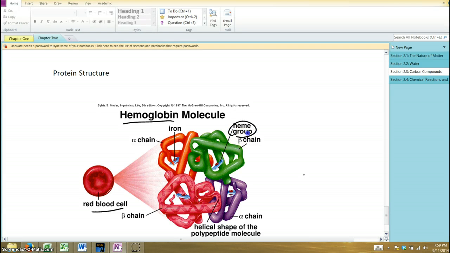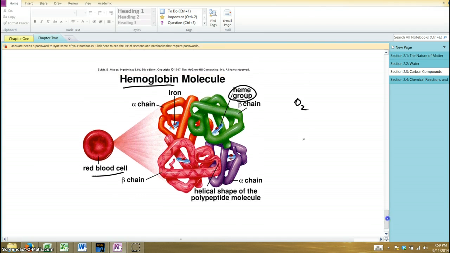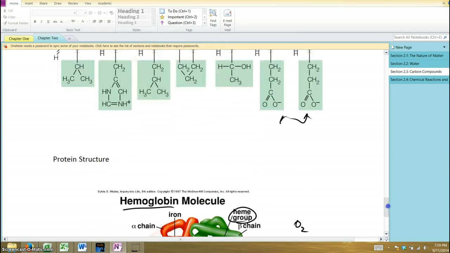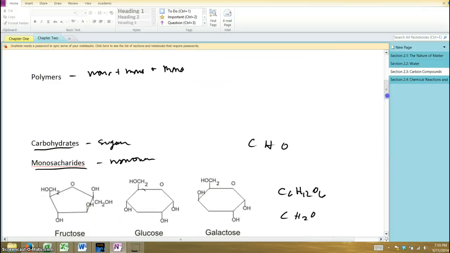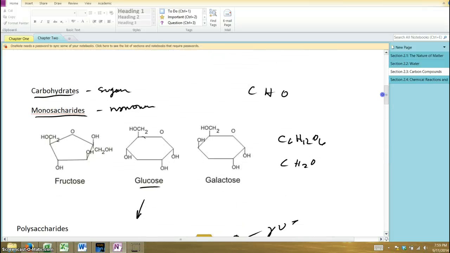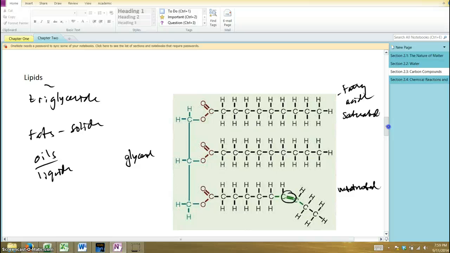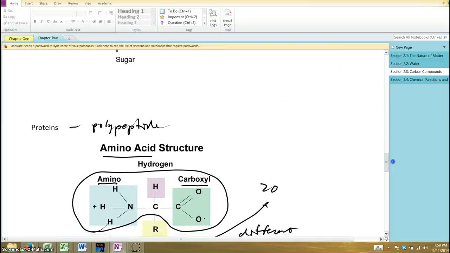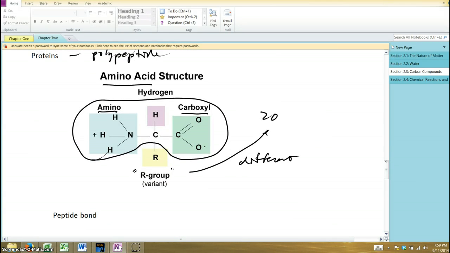The heme group, which you don't have to worry about so much, is a structure inside of each protein, which is responsible for carrying the oxygen that red blood cells carry. Okay, so there's our look at some of those organic-based molecules and some of these macromolecules, carbohydrates, lipids, nucleic acids, and proteins that we find in living things. Okay, that's it.